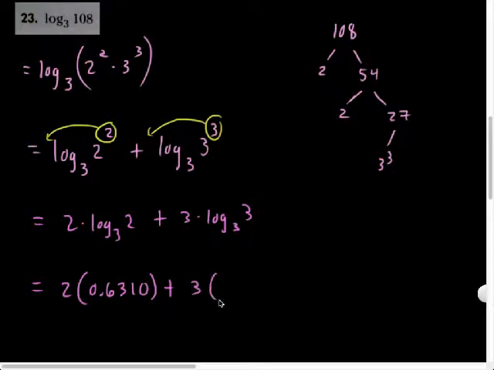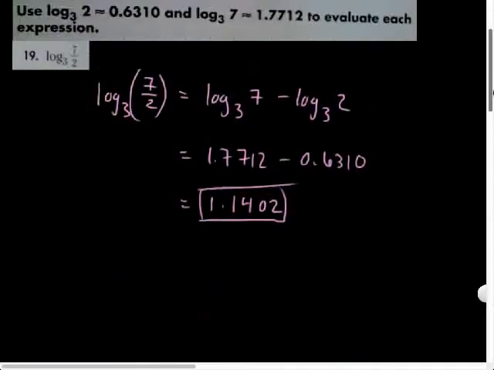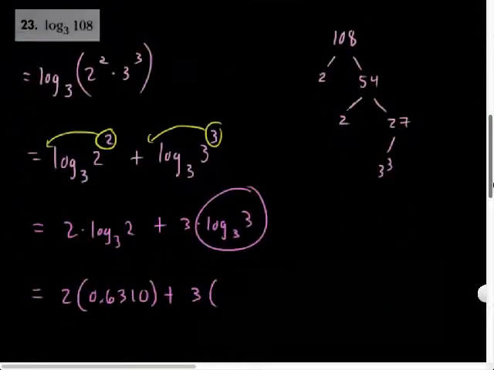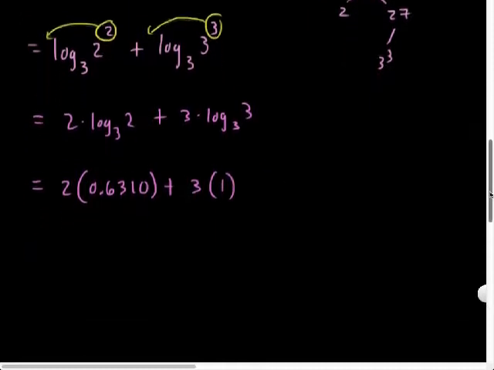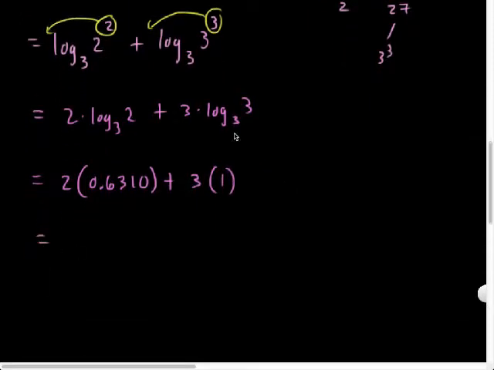Plus 3 times, and now the question is, wait a minute, log base 3 of 3, that wasn't one of the facts they gave us. However, what that means is 3 to what power is 3? And that's the first power. Because what log base 3 of 3 asks us is 3 to what exponent is 3, and it's the first power. So being able to imagine that in its exponential question-asking form would be helpful.